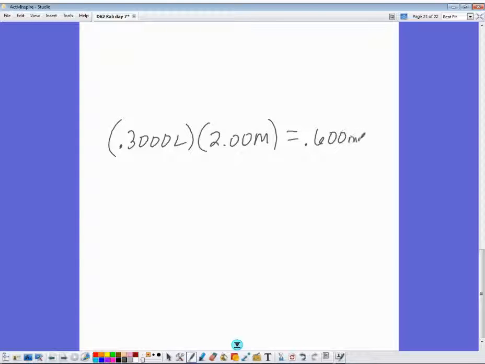Okay, so originally you had 0.3 liters times 2 molar, yes? And you got 0.6 moles of conjugate base, agreed? When you divide that by 0.5 liters, which is your total volume, you're going to get 1.2 molar conjugate base. That's the molarity of the conjugate base when he's in the buffer. Before he was 2 molar, now he's less molarity because he's in a bigger volume. Same moles in a bigger volume.